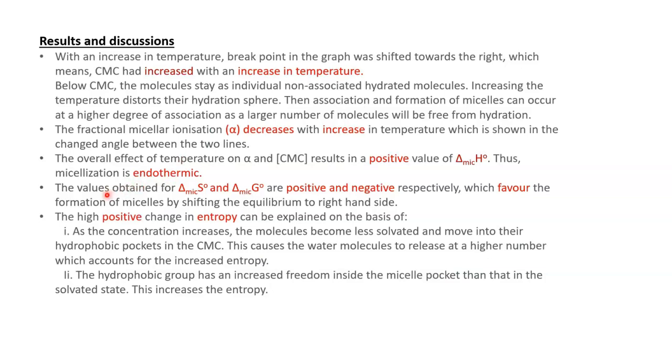Now, the values obtained for delta S0 micellization and delta G0 micellization are positive and negative respectively, which favor the formation of micelles by shifting the equilibrium to the right hand side. As we know from the equilibrium criteria, entropy change should be positive and the change in Gibbs free energy should be negative. Now, the high positive change of entropy can be explained on the basis of these two points.